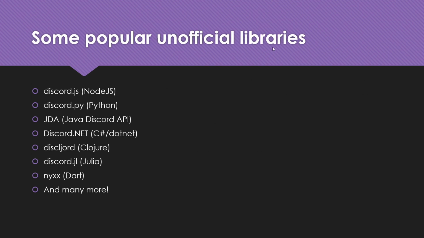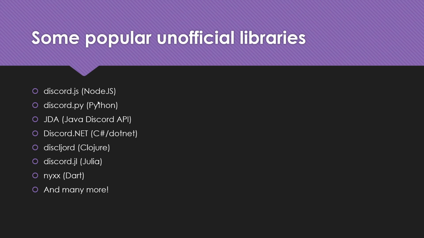Okay, so a couple of popular unofficial libraries. I say unofficial because these libraries are created by community members. They were not created or maintained by the Discord developer team. They're created by just regular programmers like us. There are many different libraries out there that exist. To name a few, Discord.js, if you're programming a Discord bot using the Node.js environment.